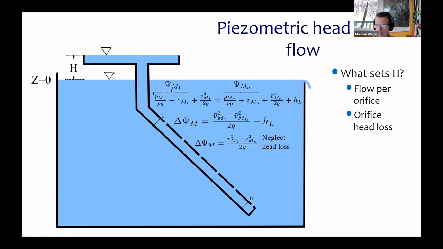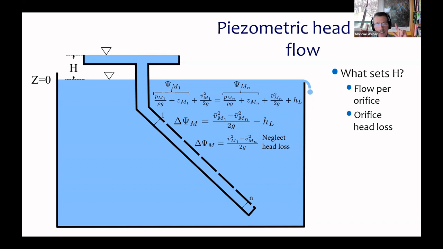VM1 is a big number. VMN is a small number. So that means that delta piezometric head is a positive number, which means that piezometric head is actually increasing in the direction of flow. The piezometric head actually gets larger as you go down the pipe because the water inside the pipe is slowing down, and as it's slowing down, some of its kinetic energy is turning into potential energy. This is like the crazy big surprise of manifolds.